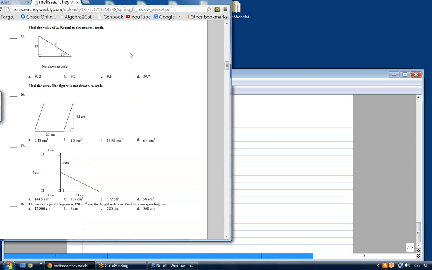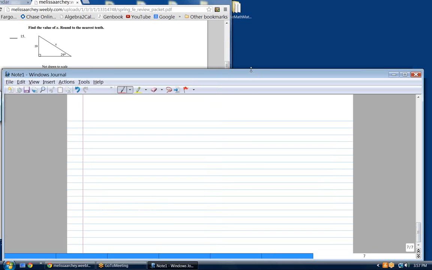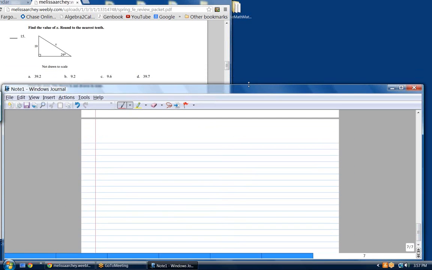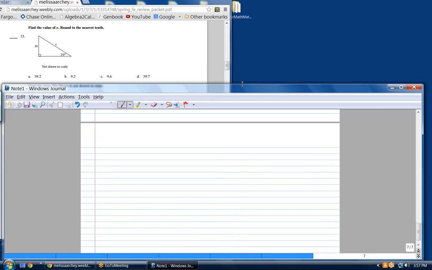Okay. Find the value of x in this problem. Whenever you see an angle that's not 30, 45, or 60 degrees, you know it is a trig problem. So this would be either sine or cosine. Well, you can't really use cosine. You don't know this side here.